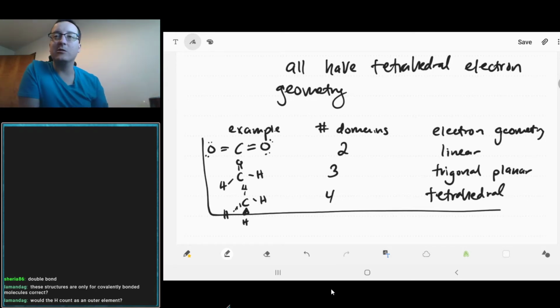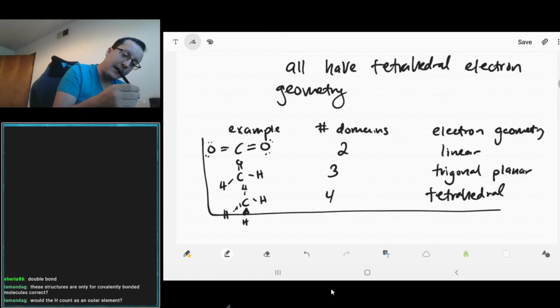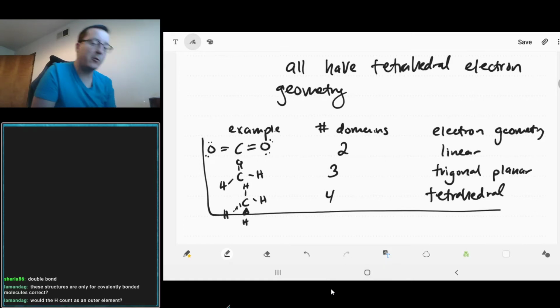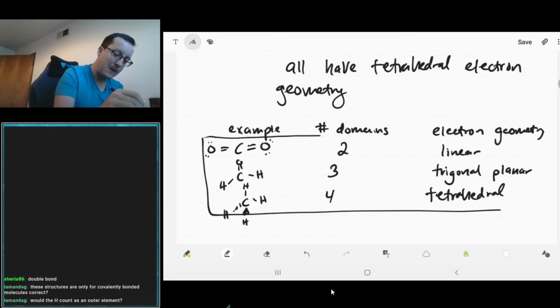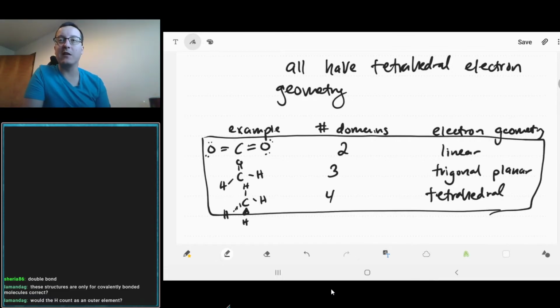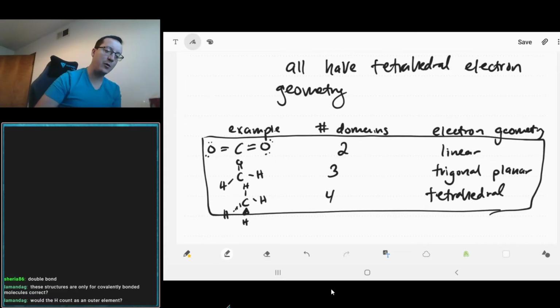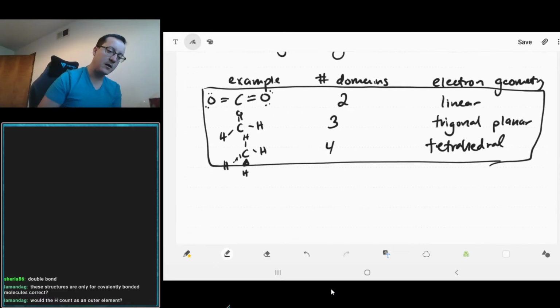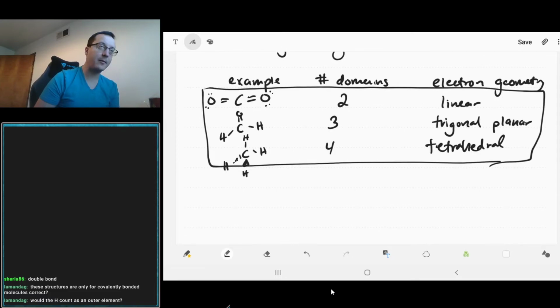So all we need to do is look at the number of electron domains. God, that hydron is ugly. And that will tell us what the electron geometry is going to be. I feel like this box has made things worse, but oh well. So we can use this as kind of a reference for when we're looking at structures. So let's do a couple.